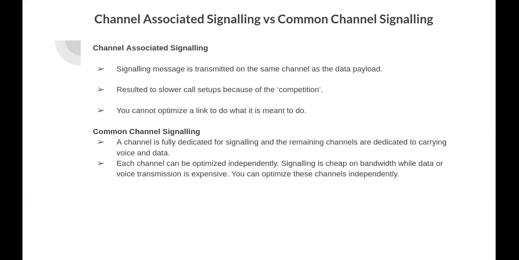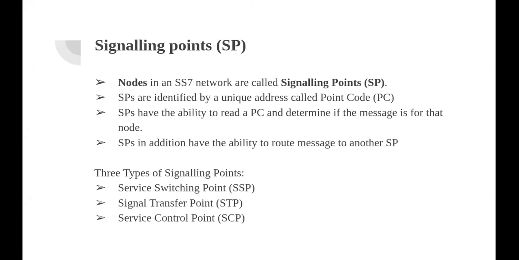Each and every other group has talked about this. We all know the drawbacks that come with channel associated signaling, and we all know how well suited common channel signaling is, so we'll not look so much into that. The signaling points: SSP, STP, SCP. The SSP and SCP are commonly referred to as the signaling endpoints. Then the STP is in between; it's the router. So we'll not look so much into it.